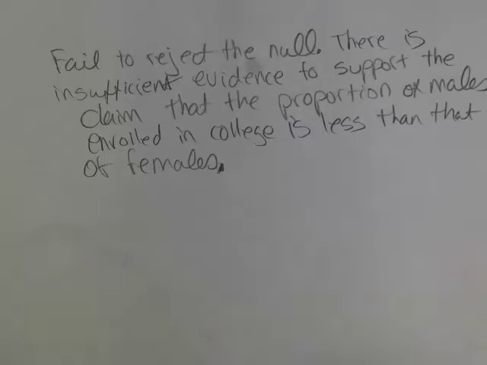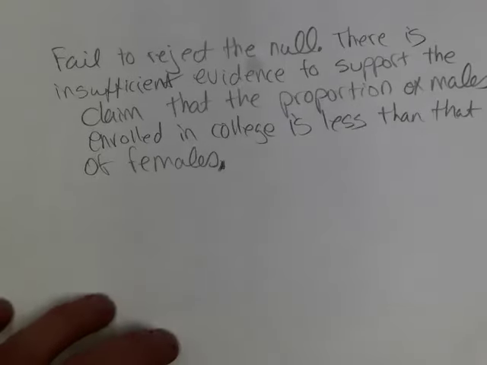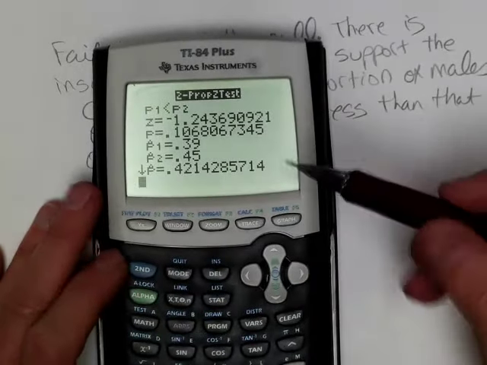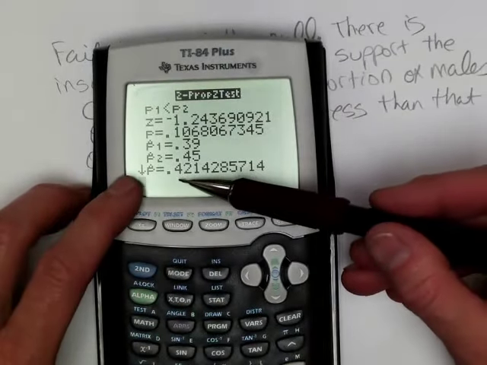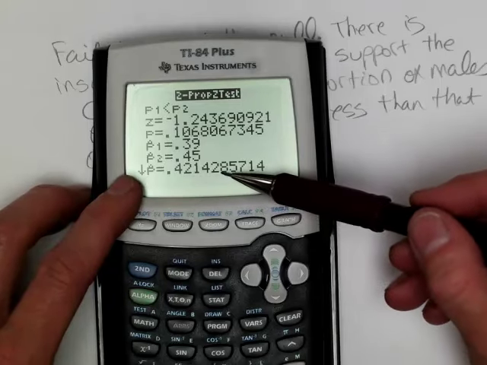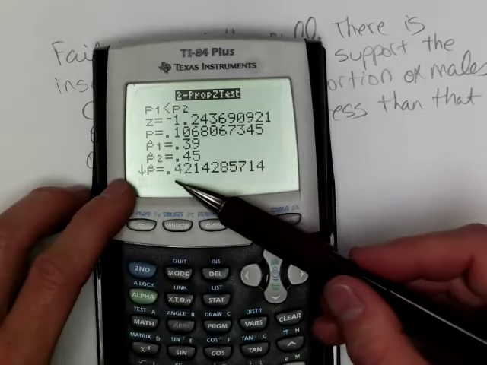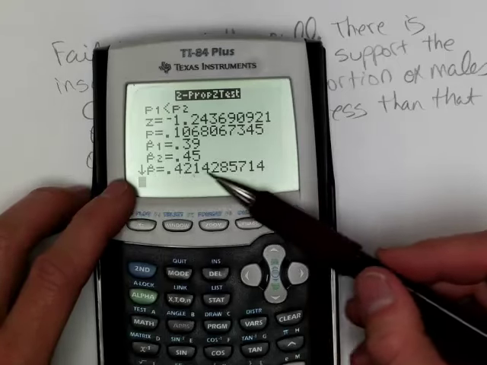Because we failed to reject the null, it's possible that a type 2 error may have occurred. It does not mean that it absolutely did. Remember, if we reject the null, a type 1 error may have occurred. If we fail to reject the null, a type 2 error may have occurred. One thing I want to point out from the calculator output is that it calculates the pooled proportion for us. At the beginning of the problem, to check the assumption, I had to find that pooled proportion. There it is.